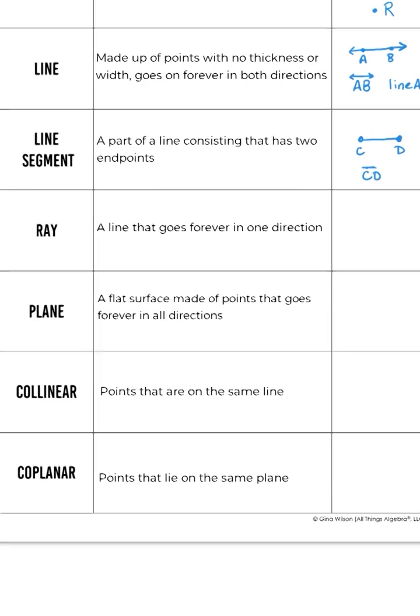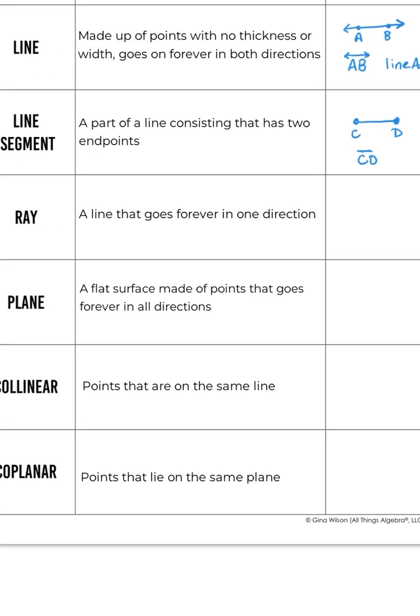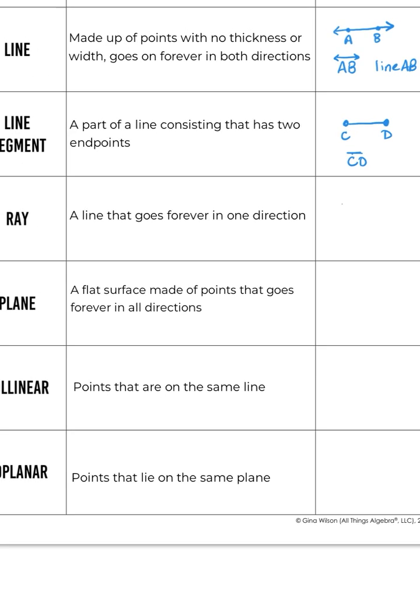A ray is similar, but it goes on forever in one direction. It has a distinct endpoint, and the other end has an arrow. We name it the same way. If I wanted to call that EH, with an E and an H on there, I would write EH, and over that I would draw a segment with one arrow. So that would be ray EH.